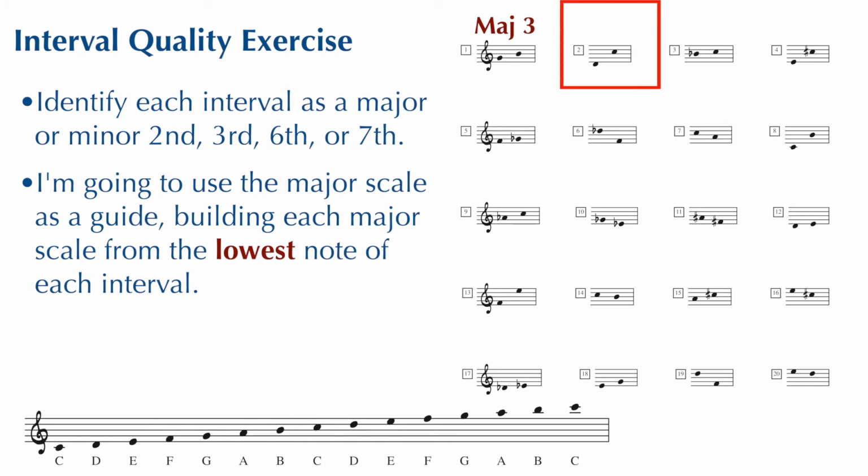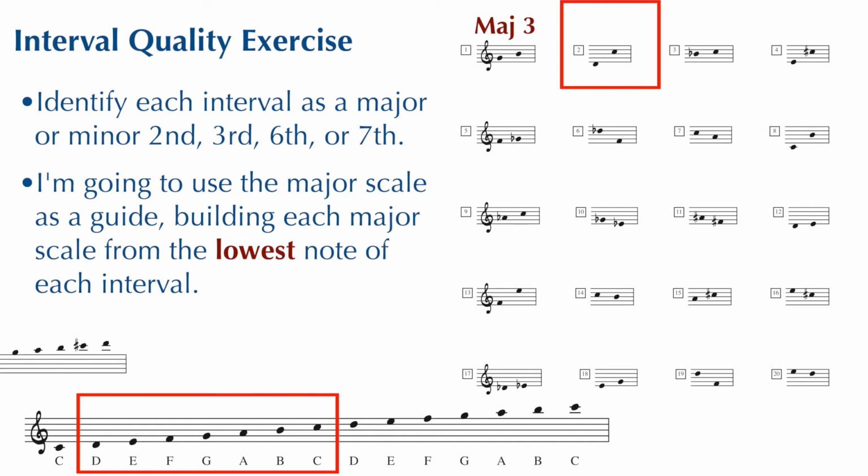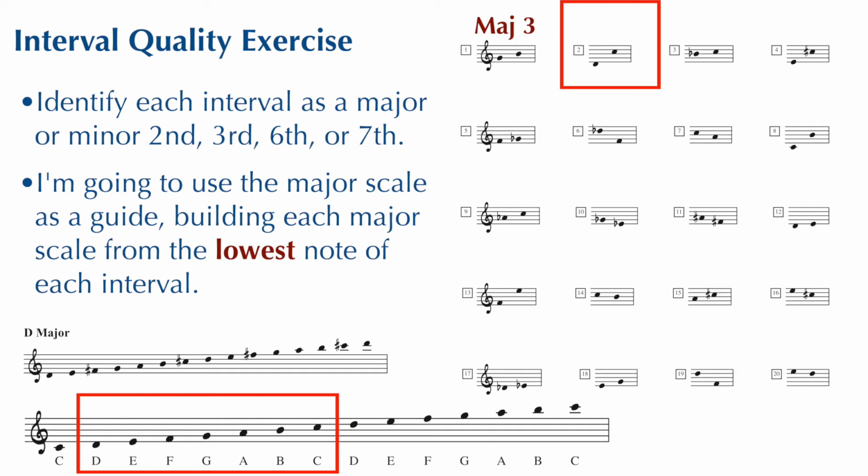Number 2, we have a D going to a C. Our basic interval there is a seventh. D, E, F, G, A, B, C, 7 notes. Construct a D major scale. And we need a C sharp in the D major scale, but we have a C natural here. So that C natural is 1/2 step below the C sharp. So D to C is a minor seventh.